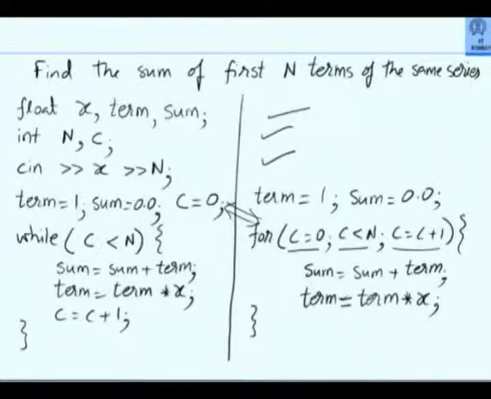Next, you check c less than n, that is the while equivalent. While c less than n, do this. So the second part in the for is the condition. The third part is the increment part, which is executed at the end. So whatever you have written here, this is to be written here.